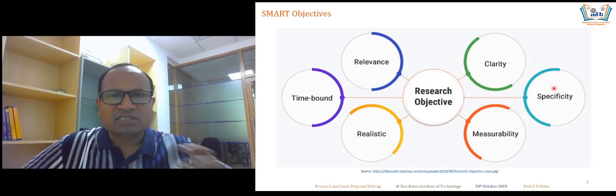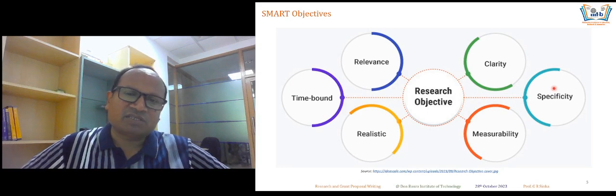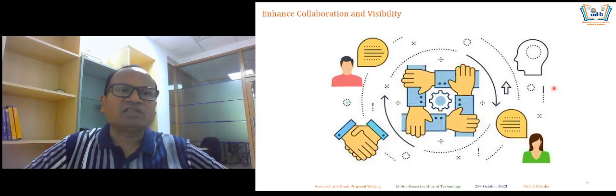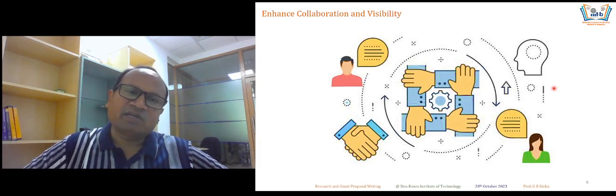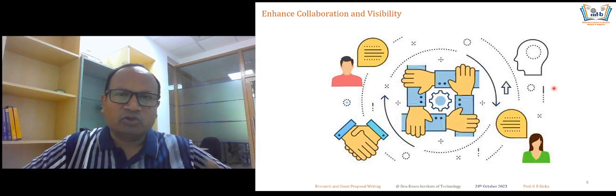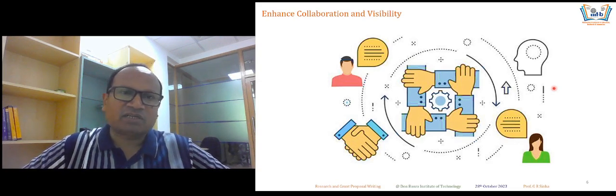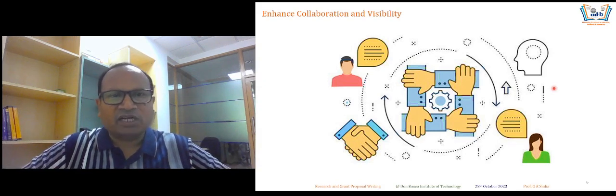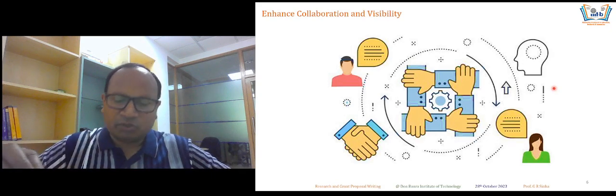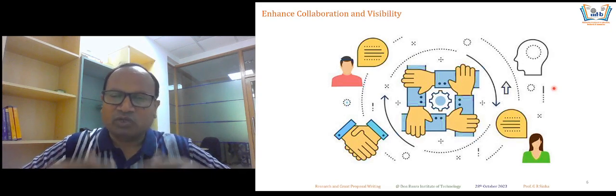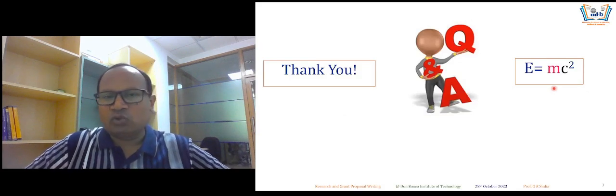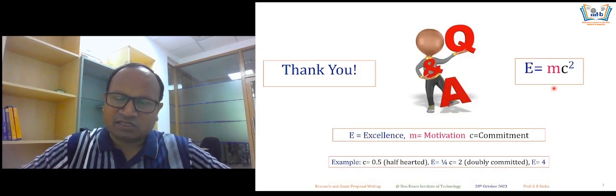No ambiguous statements, no generic statements, no general purpose statements are allowed. Enhance collaboration and visibility. If you really want to get a good research grant, you need to enhance your collaboration and your visibility. Whatever you do, whether it is a research paper or article writing, make it visible on some social media platform like LinkedIn, Twitter, and tag some relevant people with a suitable hashtag, so that one day your work will be visible, and that would help you enhance your visibility. That would help you connect with similar people.